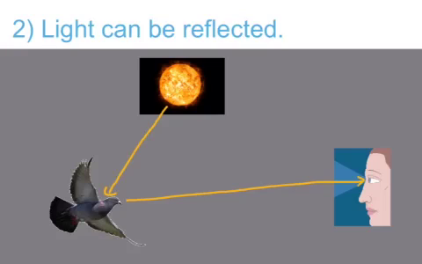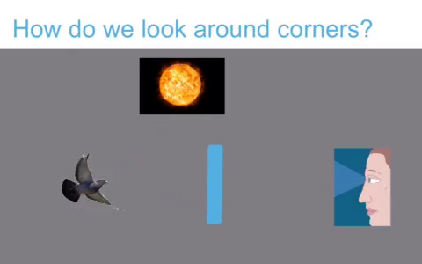So each time you look at something, you can think about how the light rays are traveling from the object into your eyes, and how the light rays from a light source are traveling to the object and being reflected into your eyes. But what happens if we place something in between the eye and the object? In this case here, let's say we have a cardboard or wall or something in between the bird and the eye. Can we still see the bird?